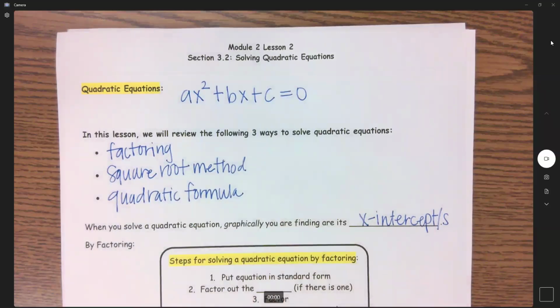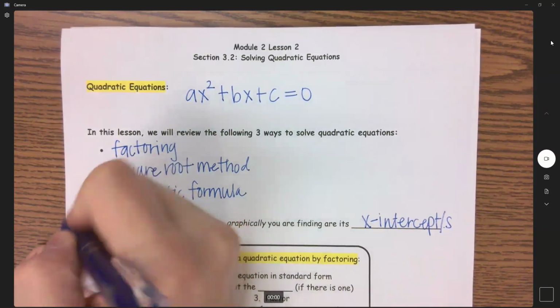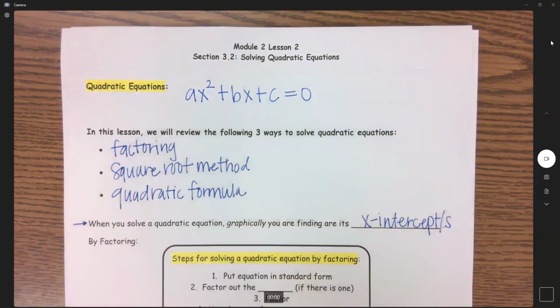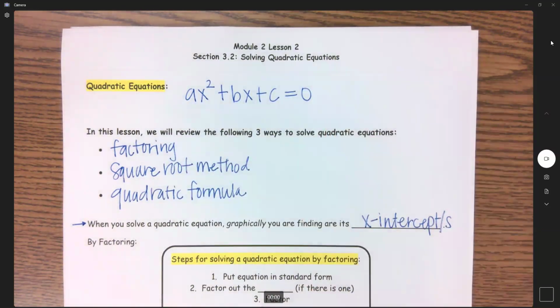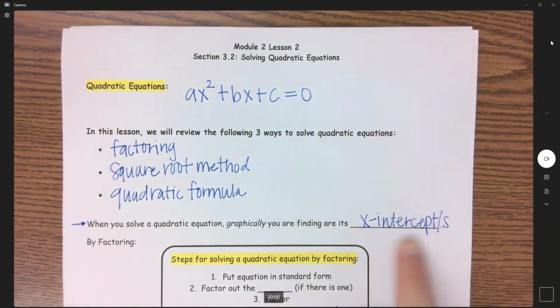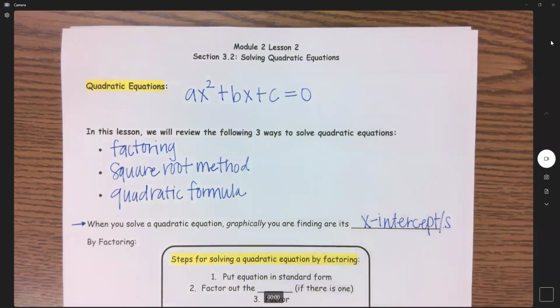As stated in the front, in this lesson, we're going to review the following 3 ways to solve a quadratic equation, and that is by factoring, square root method, and the quadratic formula. Now, as we go through, we want to keep in mind that when you are solving a quadratic equation by any of these 3 methods, graphically, what you are finding are its x-intercept or intercepts. More times than not, it will have 2, but it is possible that it only has 1.